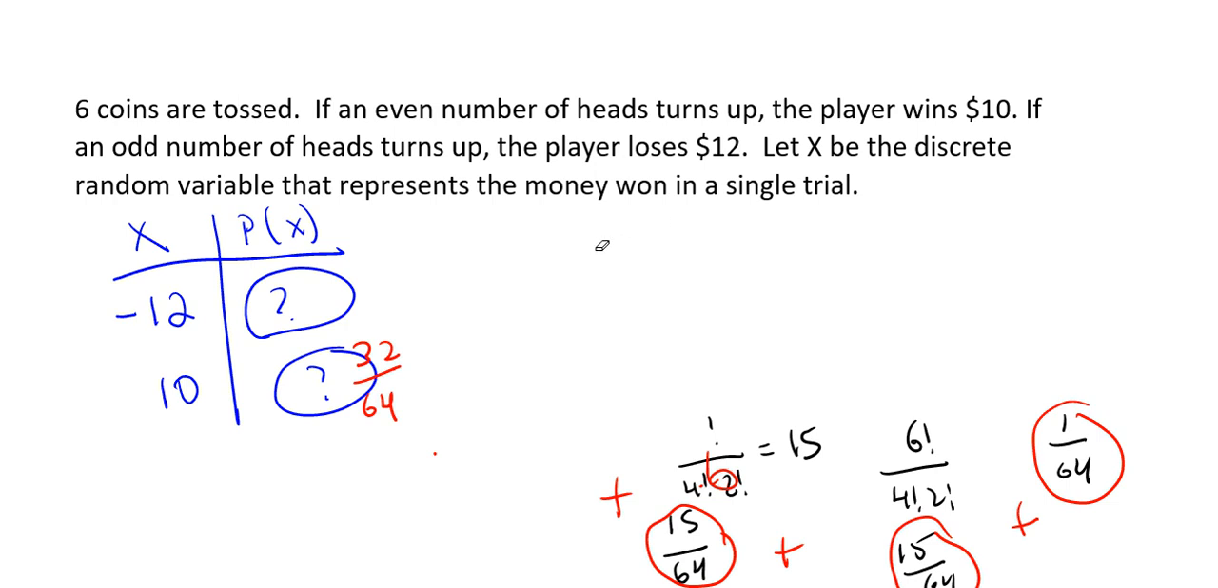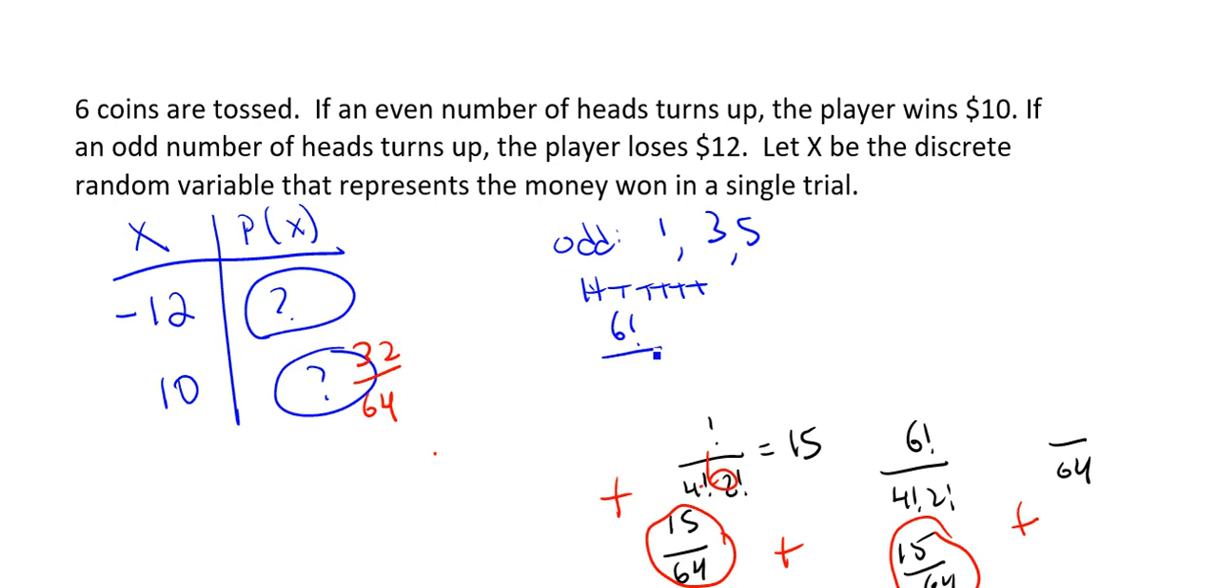All right. So if I lose $12, that means I've tossed an odd number of heads. So an odd number of heads is either 1, 3, or 5. So the probability of getting 1 head, so it's still a sample space of 64. There's an example of what 1 head would look like. You can also visualize that as 6 things being arranged, where 5 of them are repeatedly tails. So that is 6. So 6 out of 64 is the probability of getting 1 head.